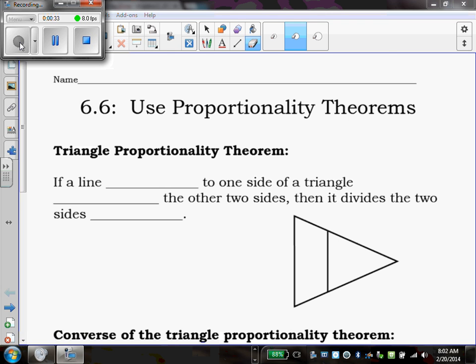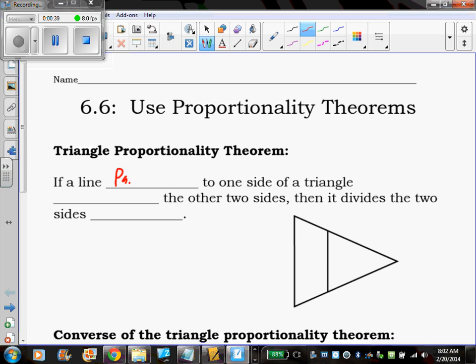And what this states is that if a line parallel to one side of a triangle intersects the other two sides, then it divides the two sides proportionally. So you just need a parallel line to the other side.